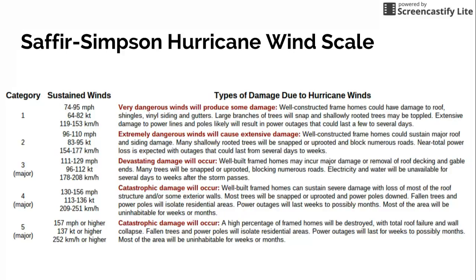And then the strongest, a Category 5, which is 157 miles per hour or higher. This is when a high percentage of homes will actually be destroyed with total roof failure and wall collapse. Power outages last for weeks to months again, and most of the area also becomes uninhabitable for weeks or months.